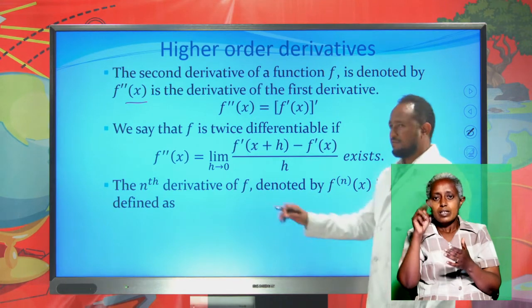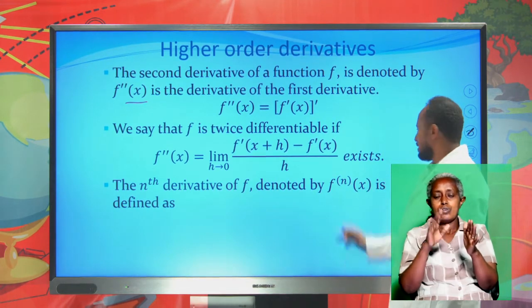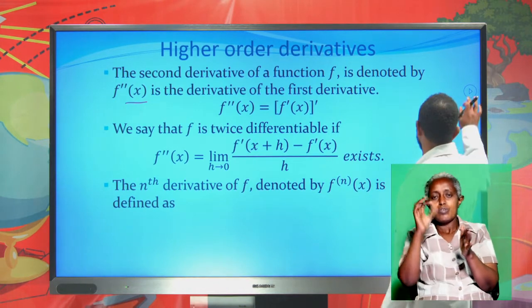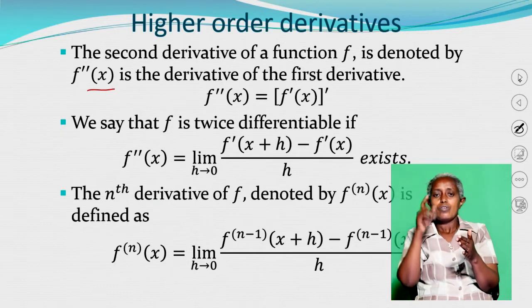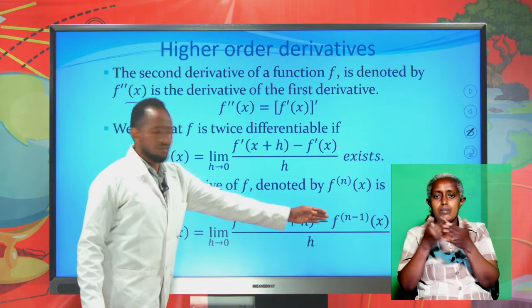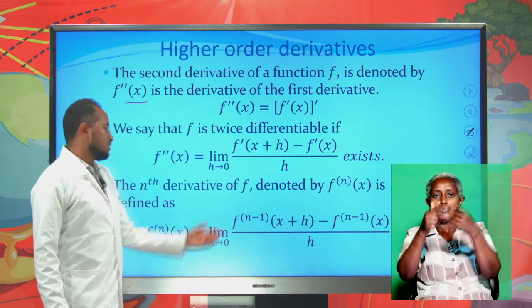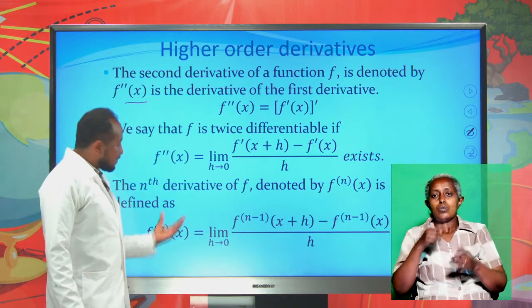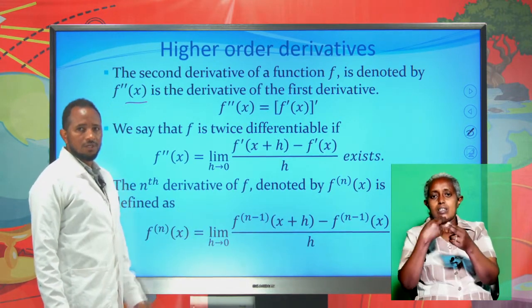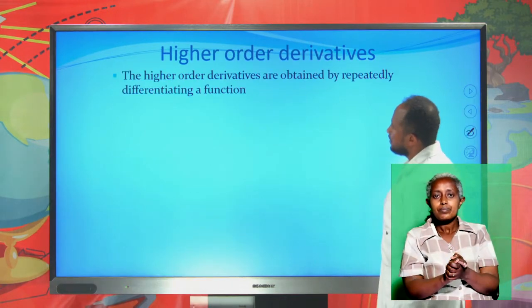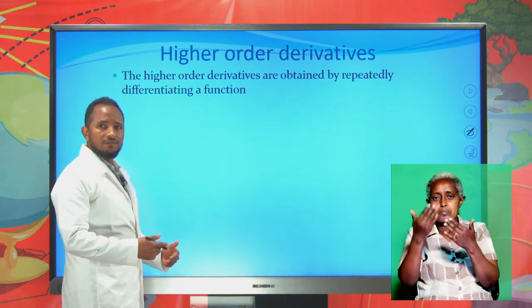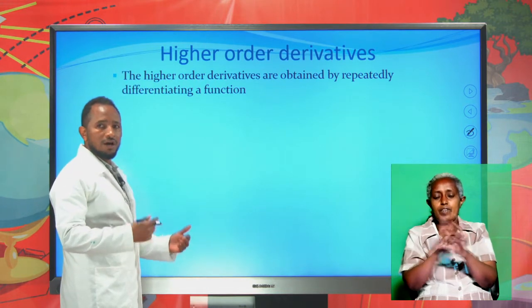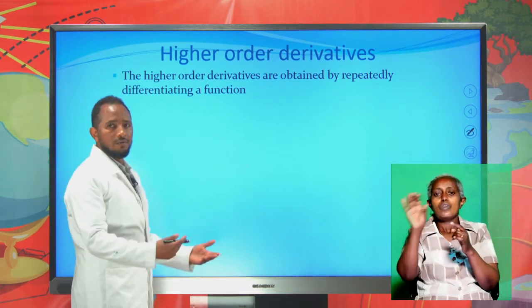The nth derivative of f is denoted by this symbol, and it is defined as the limit of the n minus 1 derivative of x plus h minus the n minus 1 derivative of x, divided by h, where h goes to 0. If this limit exists, we say this function is n times differentiable. The higher order derivatives are obtained by simply differentiating a function repeatedly.